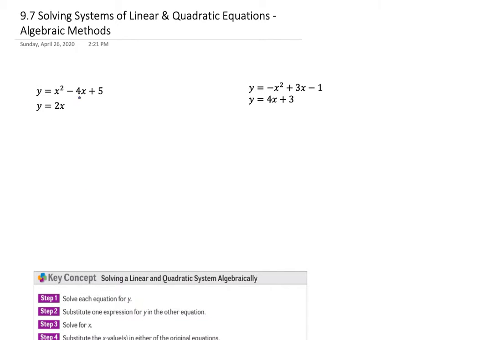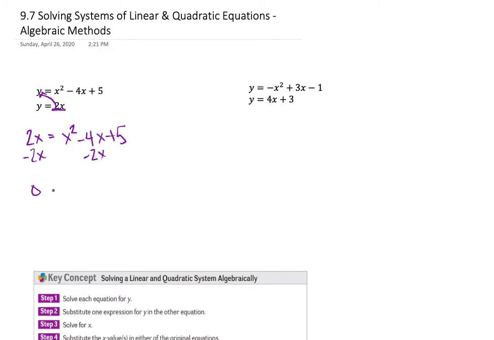So this one's already done for us like this. And then we're going to put this in for this y right here. So now it looks like 2x equals x squared minus 4x plus 5. And now we just solve it. So let's get 0 on one side. So I'm going to subtract 2x.